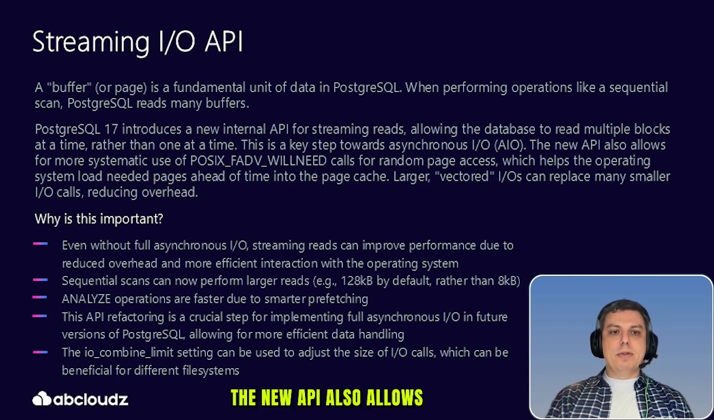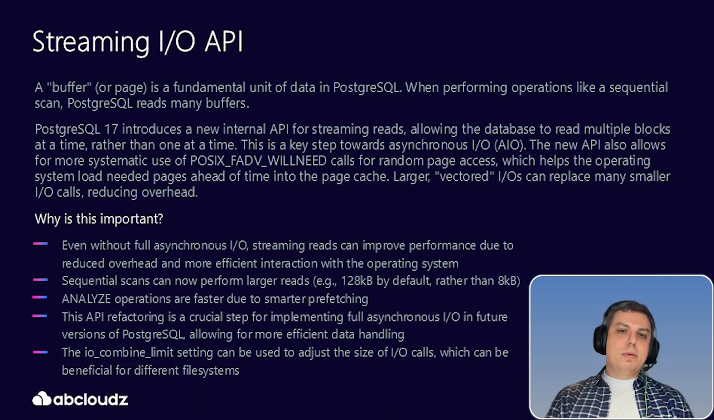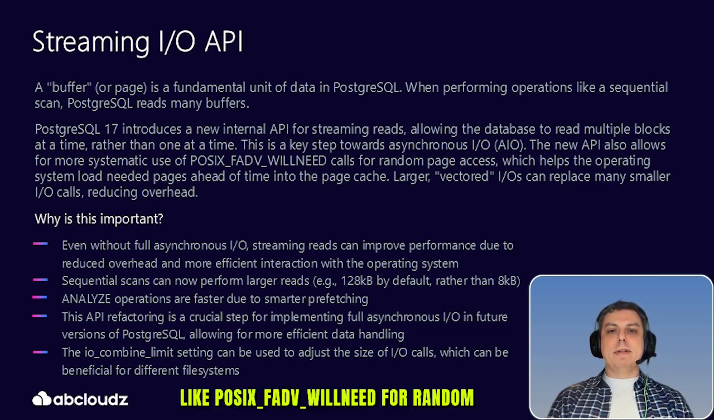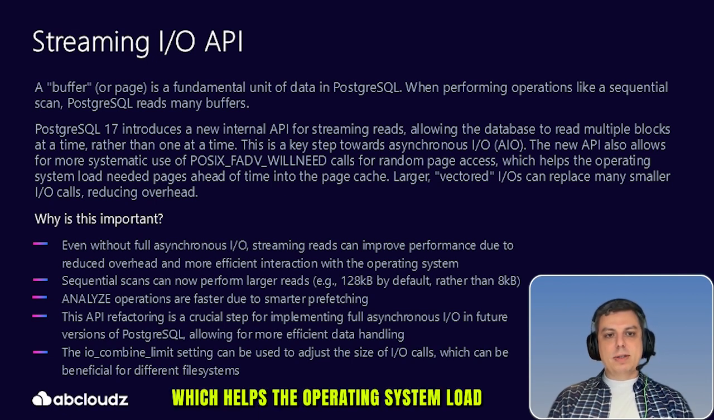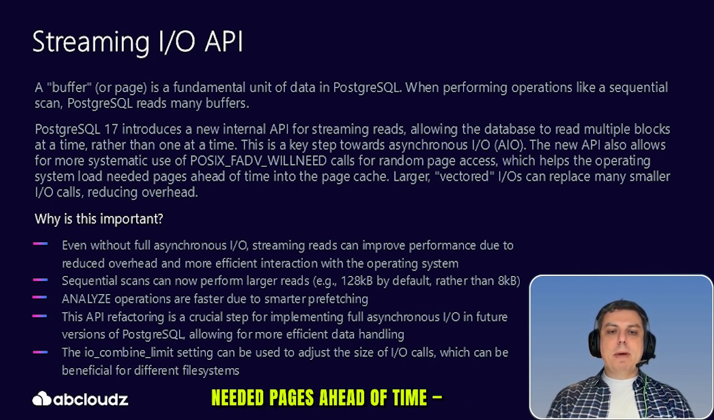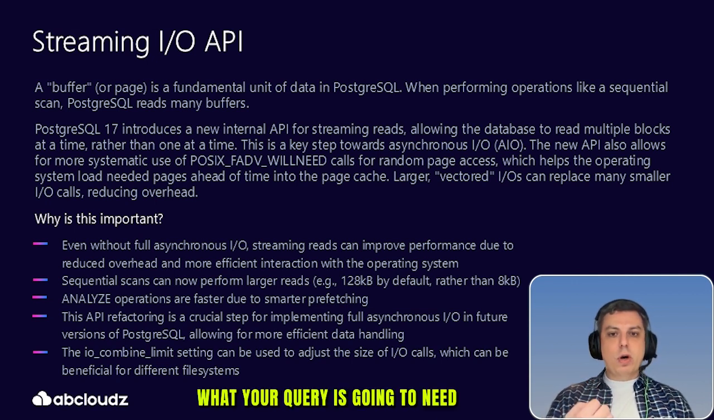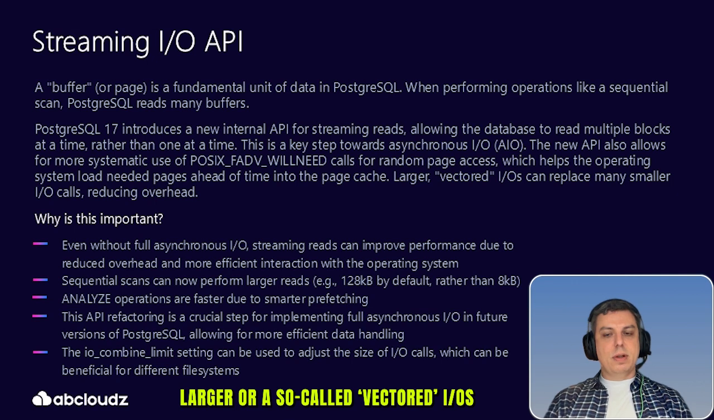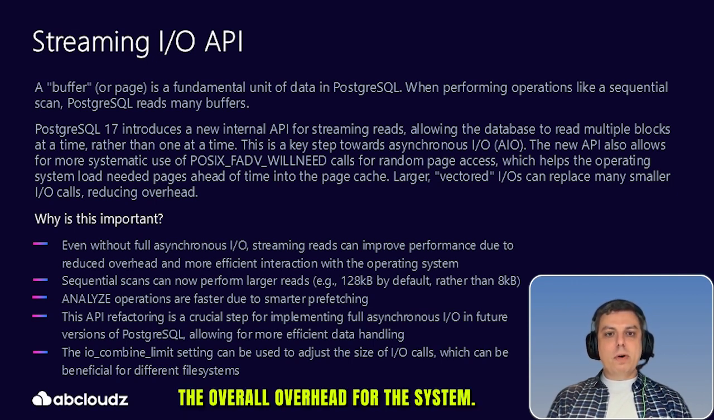The new API also allows for more systematic use of calls like POSIX_FADV_WILLNEED for random page access, which helps the operating system load needed pages ahead of time, basically predicting what your query is going to need in future. Larger, so-called vectored I/Os can replace many smaller I/O calls, reducing the overall overhead for the system.